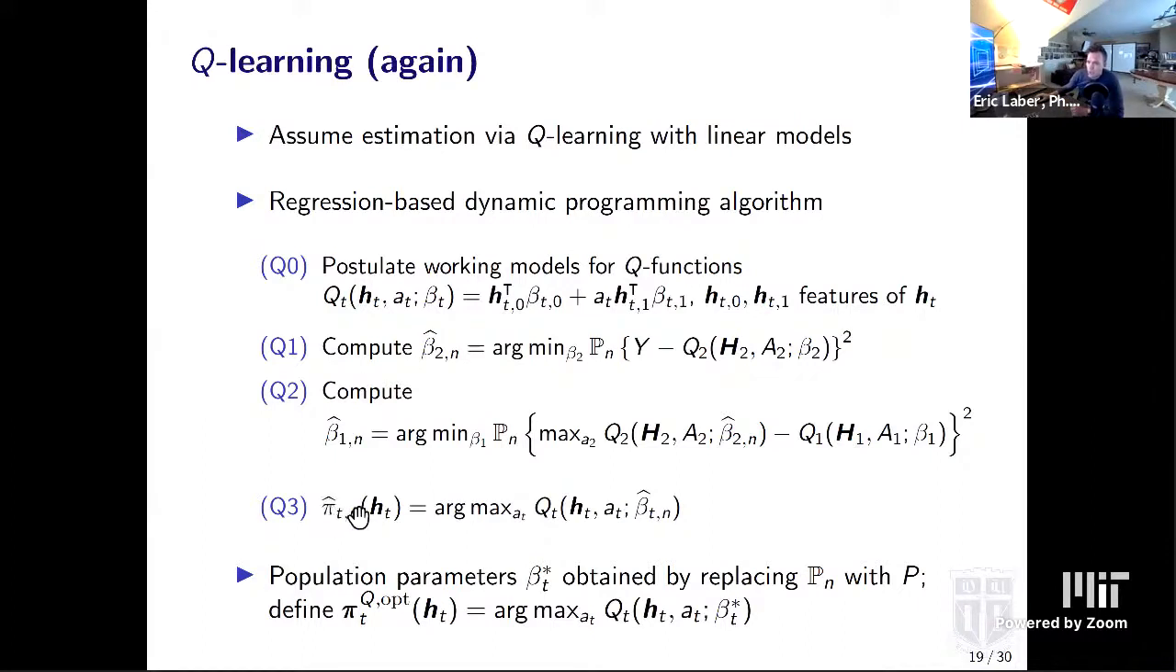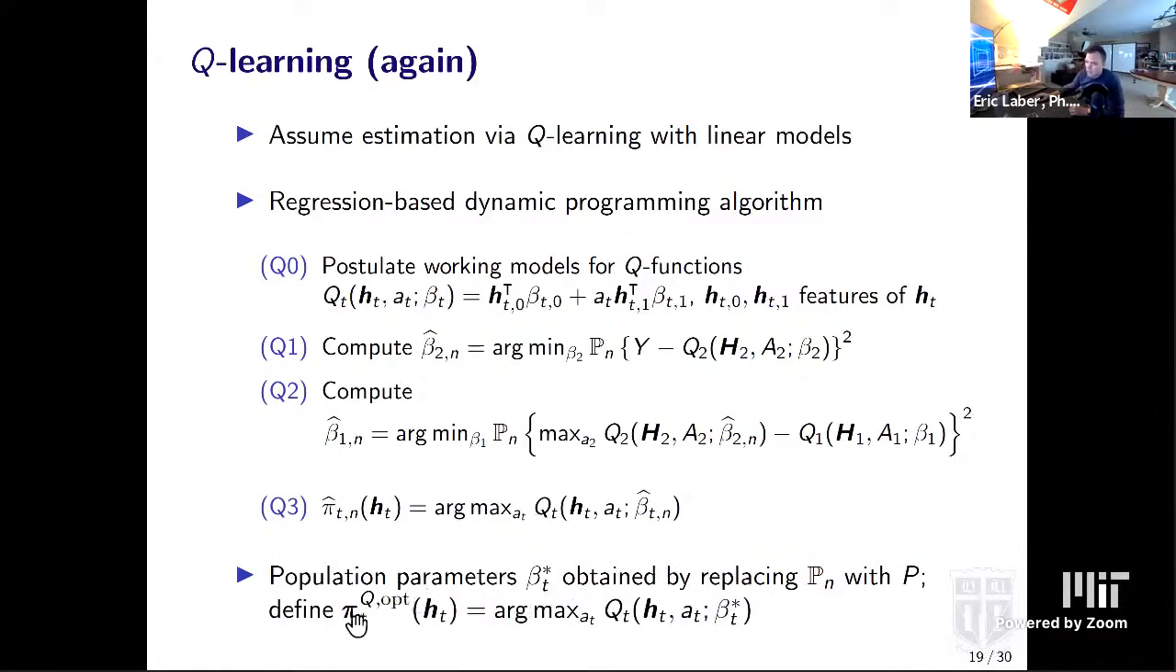And then when we talk about doing our tests and our asymptotics, because we're not going to assume these Q functions are correct, we still need to talk about some kind of limiting behavior. And so what we're going to do is define beta star, that is, beta 2 star and beta 1 star, to be what you would get if you replace these averages over the data, these P_n's, with just the expectation with respect to the generative model. Okay. So we're not assuming the Q functions are correctly specified. These are just the projections of the Q function onto these linear spaces.